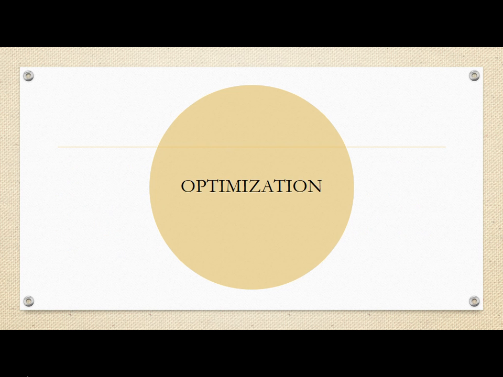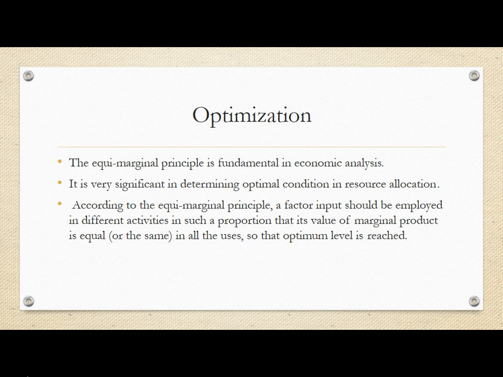Then the next simple concept is optimization. The equimarginal principle is fundamental in economic analysis. It is very significant in determining the optimal condition in resource allocation. According to the equimarginal principle, a factor input should be employed in different activities in such proportion that its value of marginal product is equal, or the same, in all the uses so that the optimum level is reached.